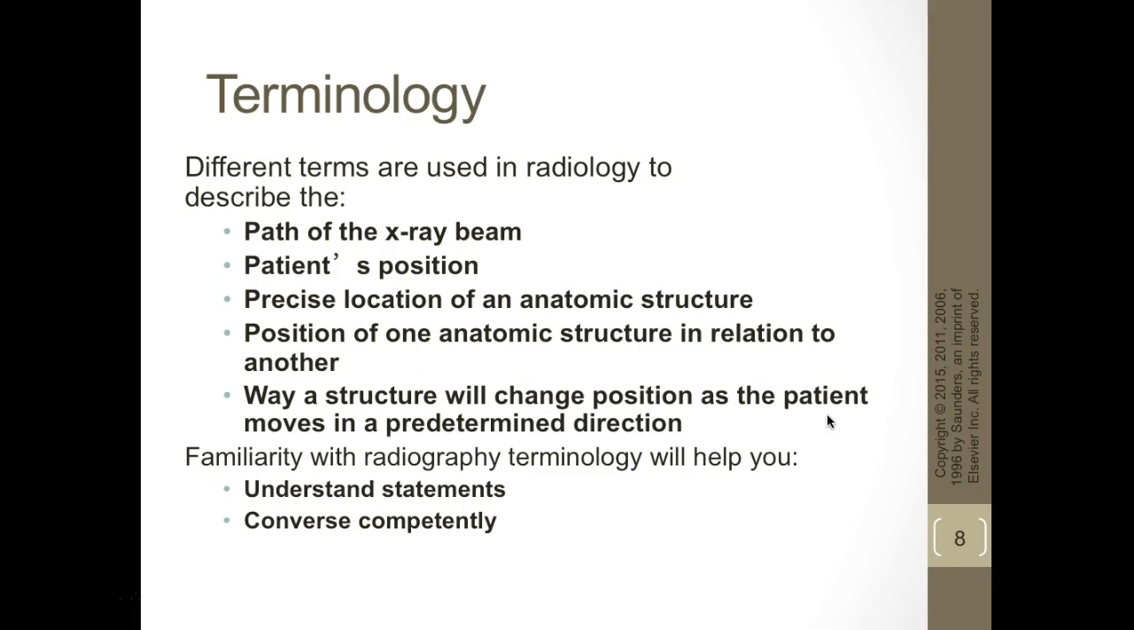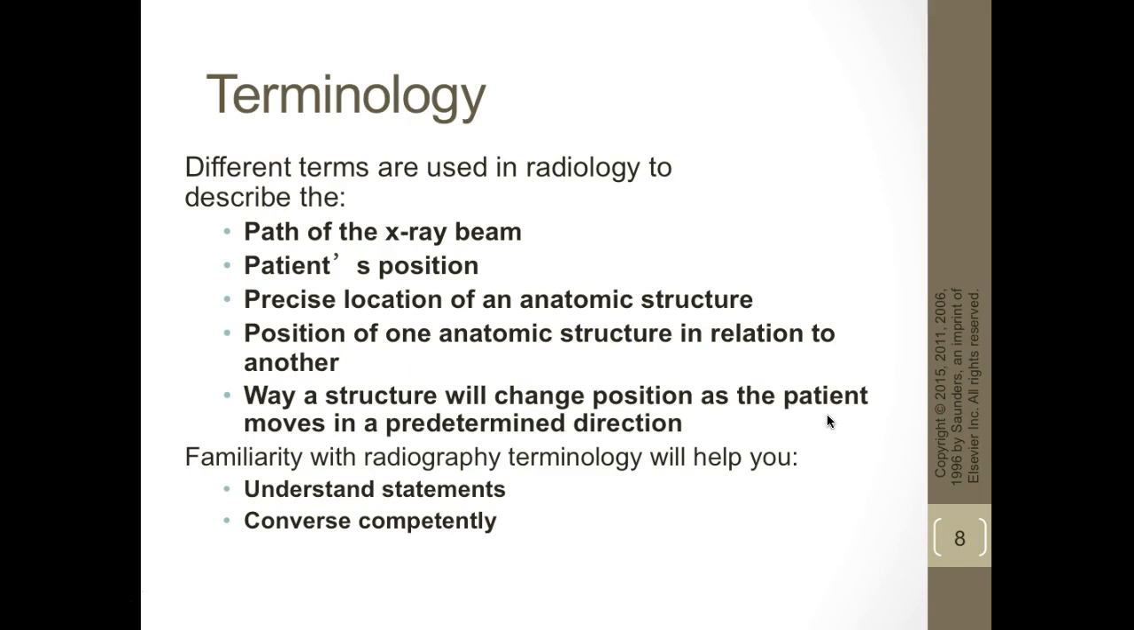And then the precise location of the anatomical structure, we want it aligned with the beam. So the part that we're actually looking at. If you're off-centered with that divergent ray, it's going to close joint spaces. So we're going to talk about making sure you're aligned properly. So that's the precise location of the anatomical structure.